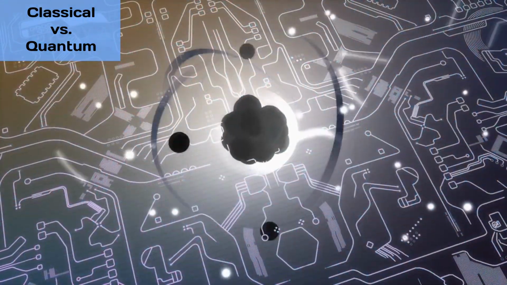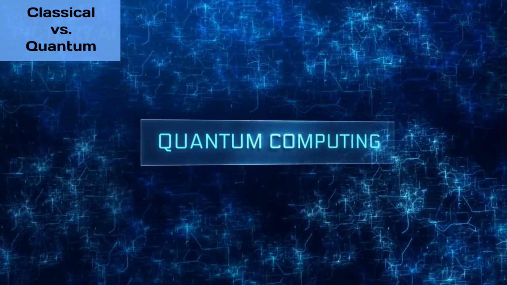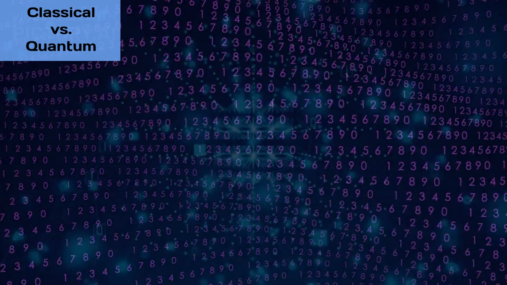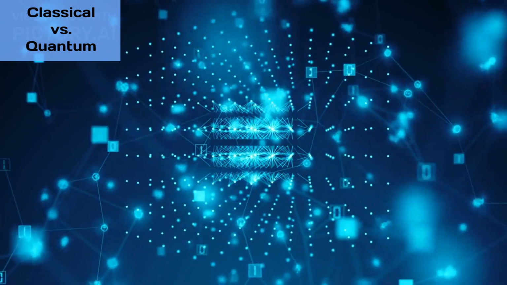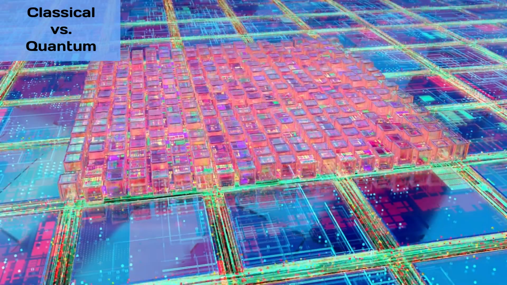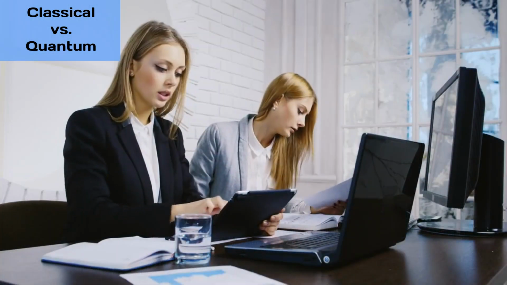3. Key differences. So, what are the key differences between classical and quantum computing? 1. Data representation. Classical: bits, zeros and ones. Quantum: qubits, superposition and entanglement. 2. Processing power. Classical: sequential processing. Quantum: parallel processing. 3. Problem solving. Classical: best for routine tasks.